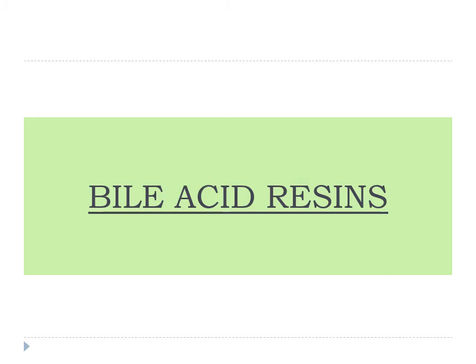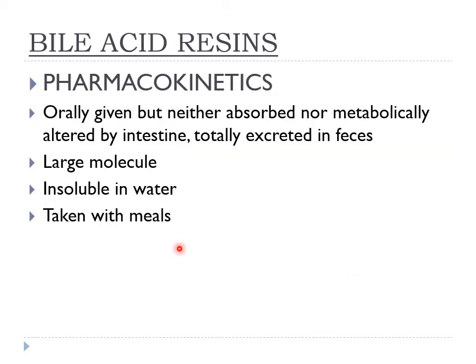The next group is bile acid sequestrants or bile acid binding resins. These are orally given, but they are neither absorbed nor metabolically altered by the intestine, and they are totally excreted in feces. They are large molecules insoluble in water, and they are usually taken with meals.